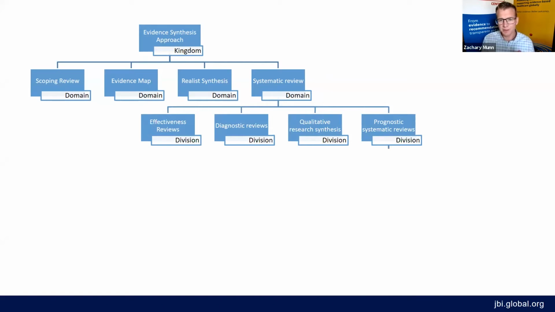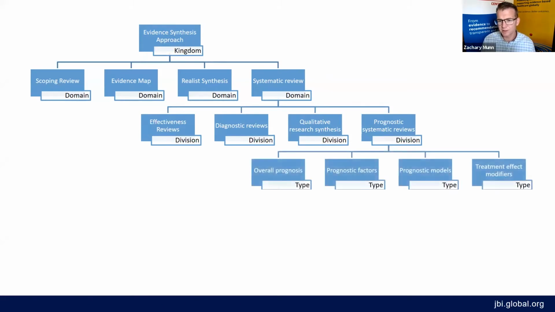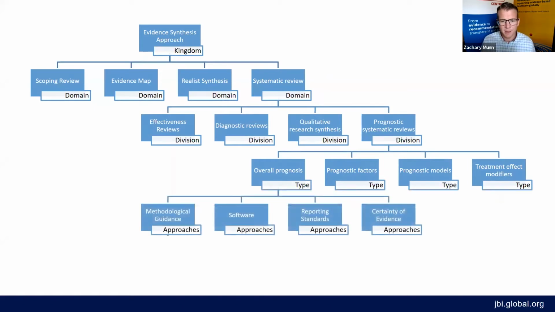Under each of these different types, there are also a number of, let's say, divisions or subtypes for these evidence synthesis approaches. And if we take prognostic systematic reviews as an example, you could be looking at overall prognosis, prognostic factors, prognostic models, or treatment effect modifiers, or stratified medicine. And then if we pick just one of these subtypes, like overall prognosis, then we want to make sure that we're directing people to the methodological guidance, if there's any software that they can use, if there's an extension to the PRISMA statement that might be relevant for this type, or if there's a GRADE approach as well for this type of review, and so on.